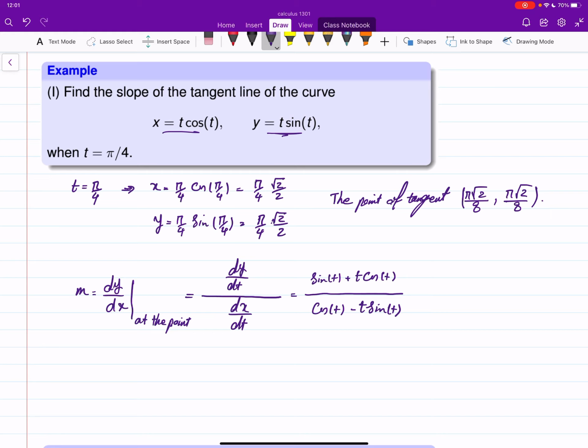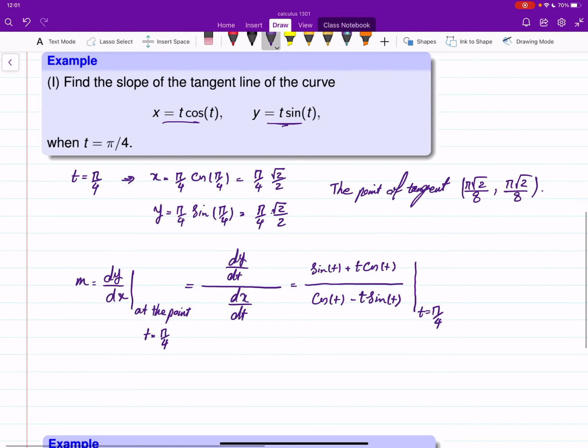When you use that formula, the result is going to be in terms of t. Now that point is obtained when you set t equal to pi over 4. Now I bring that pi over 4 and plug t equal to pi over 4 in for getting that slope. So the slope now is going to be sine of pi over 4 plus pi over 4 cosine of pi over 4, over cosine of pi over 4 minus pi over 4 sine of pi over 4.